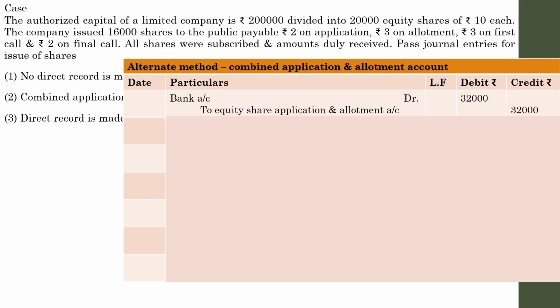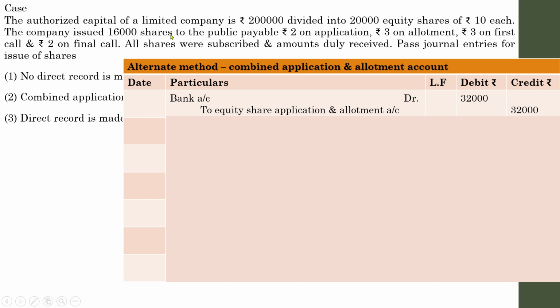So first one, bank account debited to equity share application. This was the thing which we have learned until now, but this is a case where you have to bring together application and allotment account. So write down to equity share application and allotment account 32,000. Remember, I have mentioned that in this method you have to bring together application and allotment. So the application amount is 2 into 16,000, 32,000, and 3 into 16,000, 48,000.